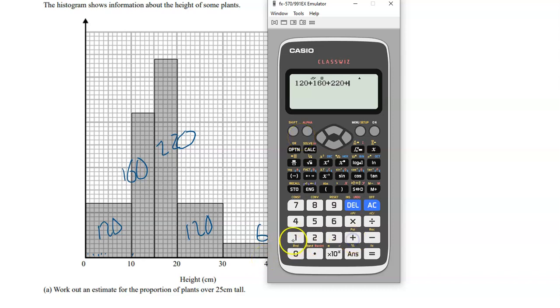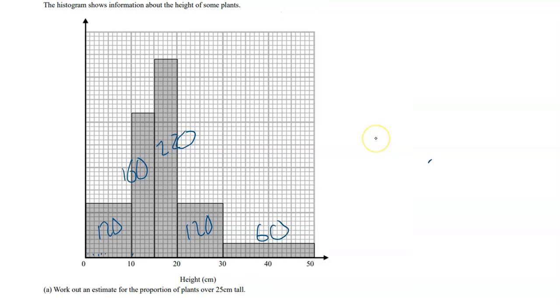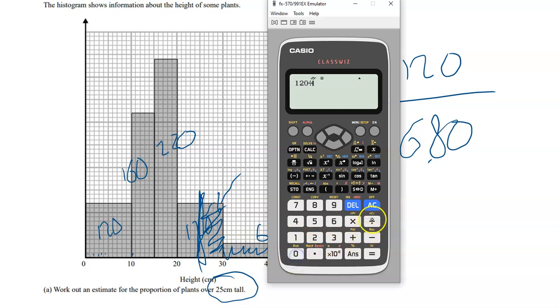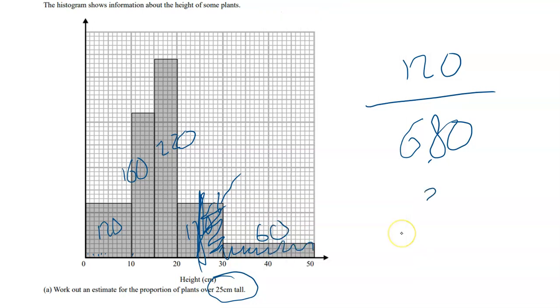So I'm adding up the total now, and the 60. So the total area is 680, and we want the proportion over 75 centimeters tall, which is here. And that's nice because it's halfway in the block, so I don't need to do any crazy interpolation like I did on the last question. Halfway in the block is half of 120, which is 60 for that bit, but also the 60 here, so it's 120 in total over 680, and let's simplify that down on the calculator. And so that's 3/17 of the plants are greater than 75 centimeters tall.